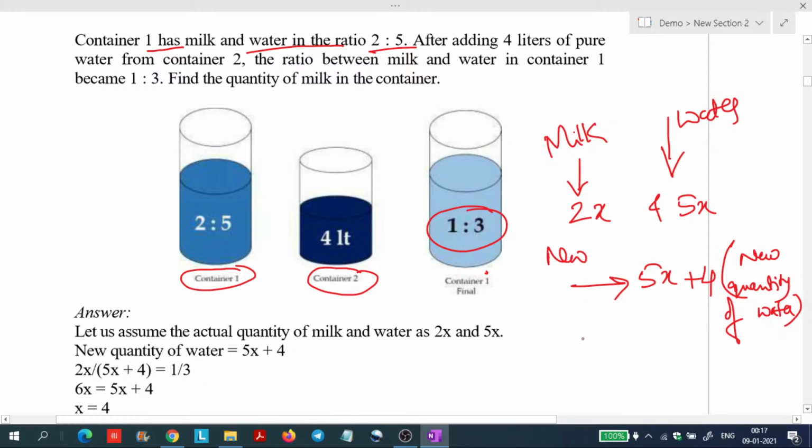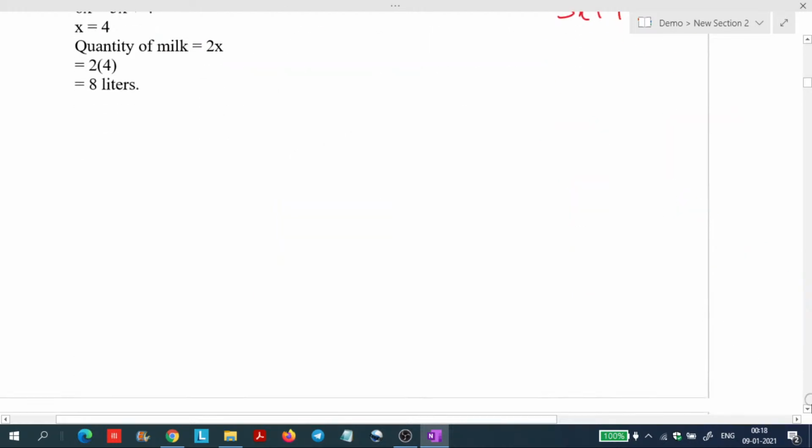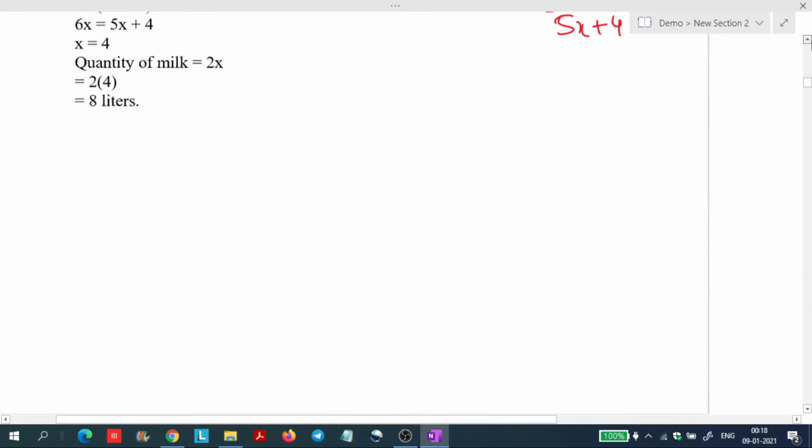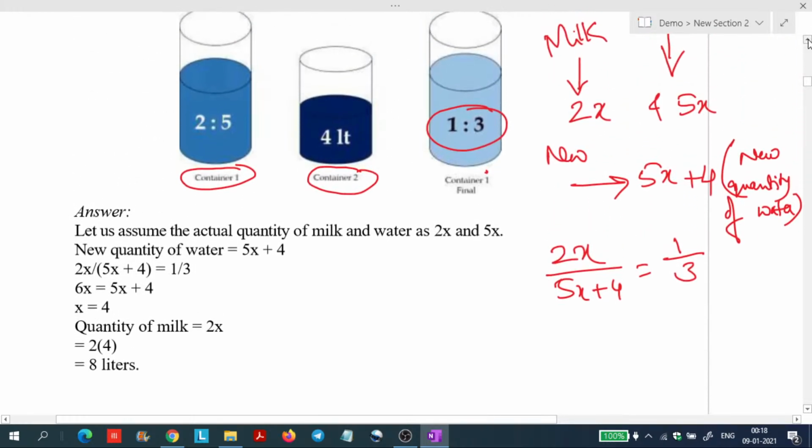So here the milk is 2x, and the water becomes 5x plus 4. In the ratio of 1 by 3, 2x times 3 becomes 6x, equal to 5x plus 4. So x equals 4.